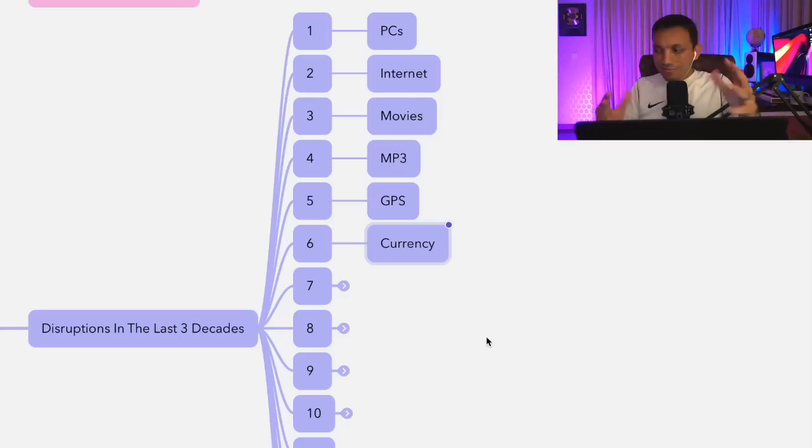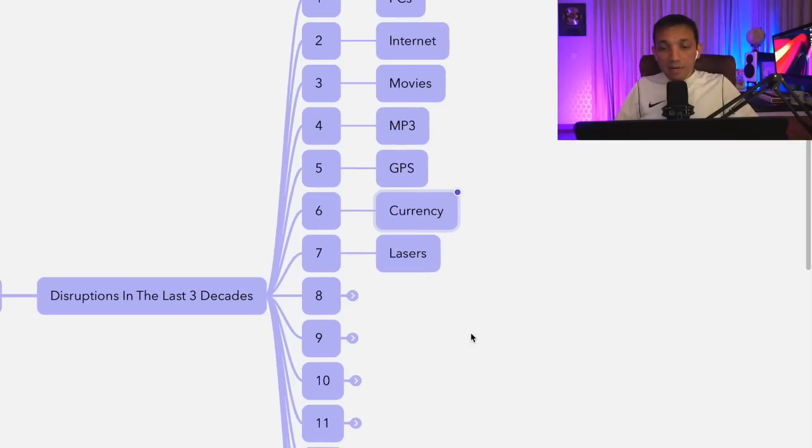But now if you see the currency, like today, if you look at the world, not many people carry cash anymore. And demonetization in India has been one of those other game-changing turning points in the history of our nation, where after demonetization, people have a different view and outlook towards currency. Okay, the other disruption that has happened is lasers.